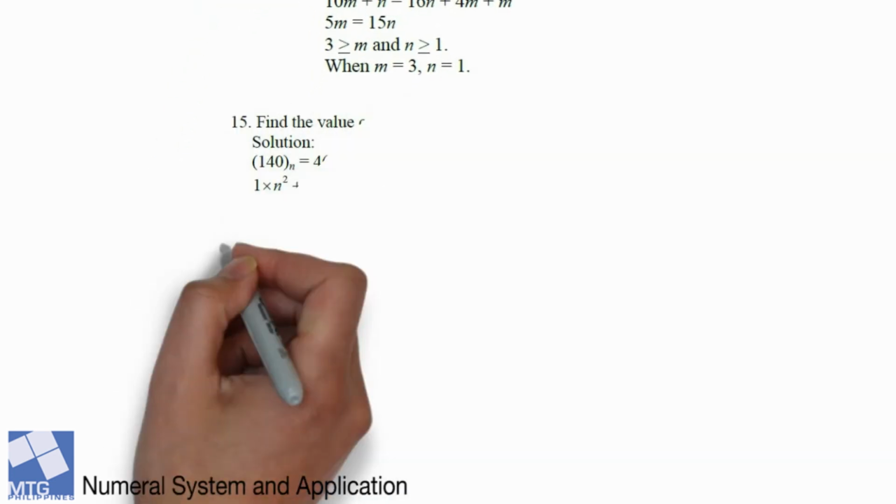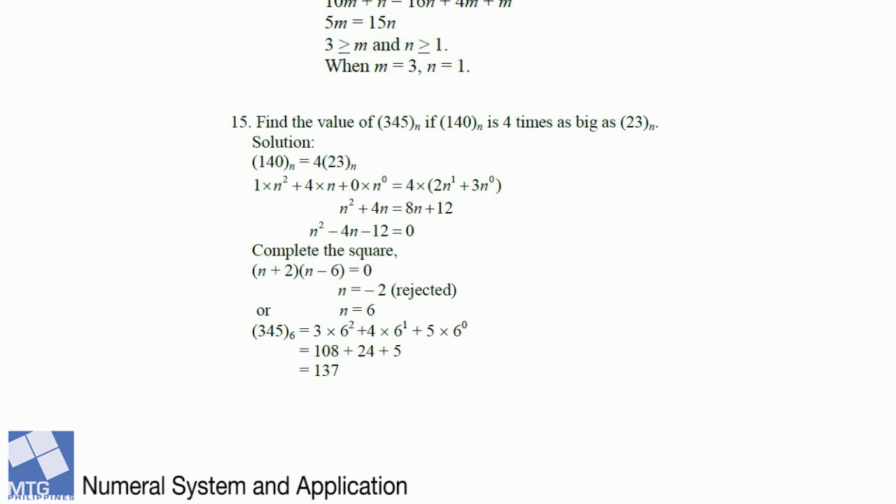For item number 15, we are tasked to find the value of 345 base N if 140 base N is 4 times as big as 23 base N. From these conditions, we can write 140 base N is equal to 4 times the quantity 23 base N. When we expand this expression, we will have 1 times N raised to 2 plus 4 times N plus 0 times N raised to 0 is equal to 4 times the quantity 2 times N raised to 1 plus 3 times N raised to 0. If we simplify this further, we will have N squared minus 4N minus 12 is equal to 0.